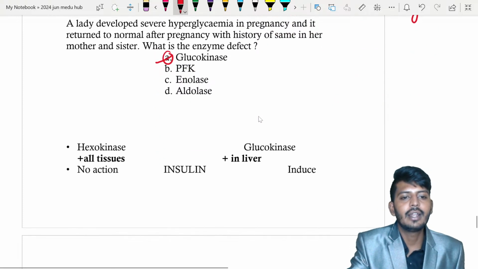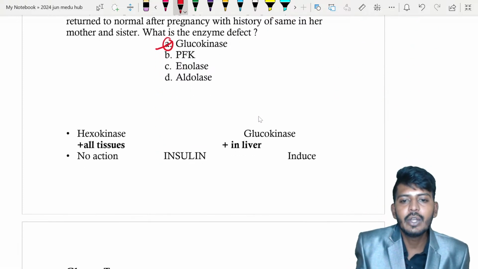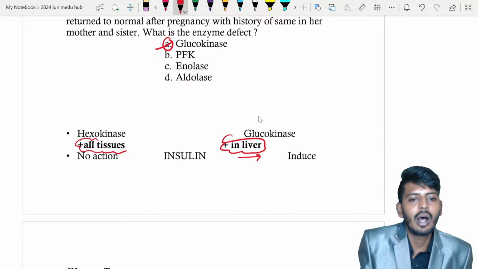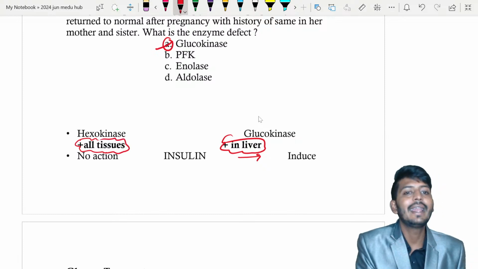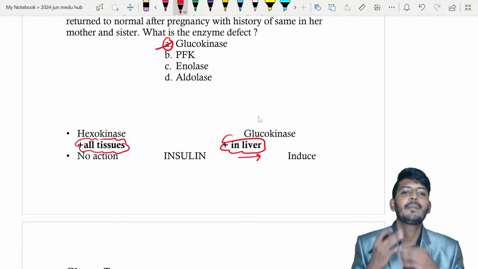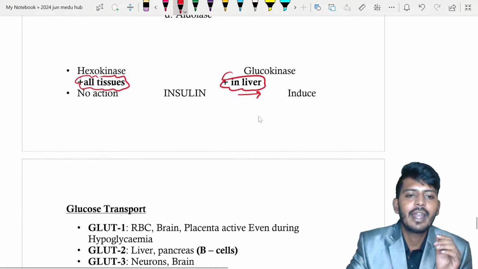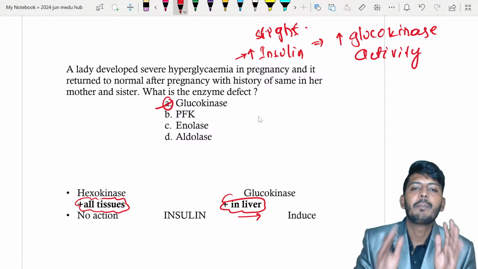So insulin will induce the action of glucokinase. It is present only in the liver. Hexokinase is present in almost all the tissues of the body, but insulin has no action on it. This is a direct fact you people will have to remember. That is about hexokinase. Once we are done with this, I am finished with all the important questions.